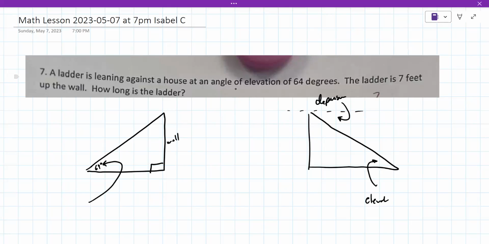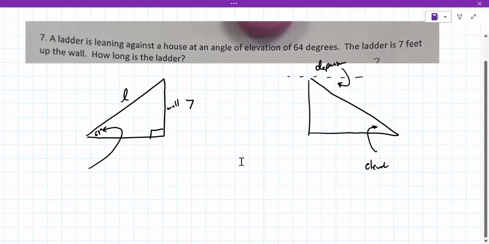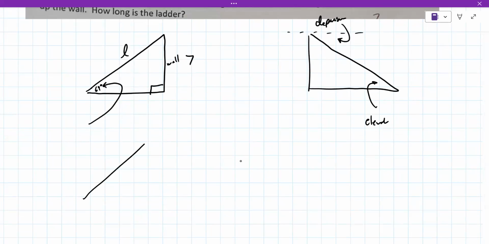So, having said all that, it's a long way of saying you've got this angle of the triangle. They tell you the ladder is 7 feet up the wall. They want to know how long is the ladder. You can use X, L, whatever you like here. Sometimes it's good to get rid of all the words and all the extra stuff and just say, okay, 64 degrees, 7, and this is X.